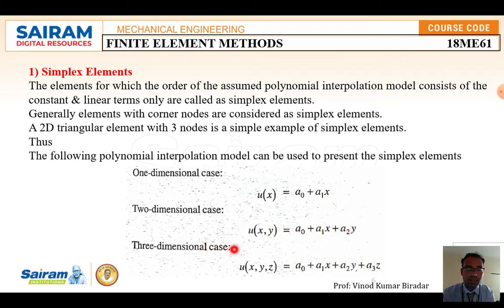For a three dimensional element one more term is extra, that is u of x comma y comma z is equal to a naught plus a1x plus a2y plus a3z. So these are the polynomial functions used to solve the simplex element problem.